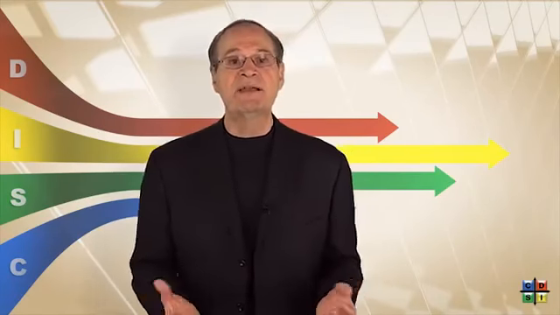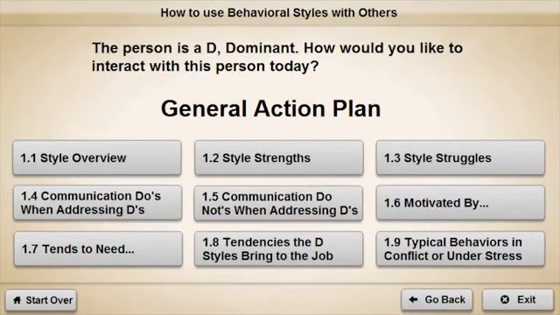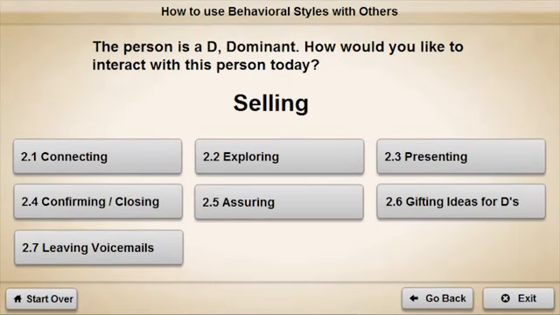Now, if you want a general overview, just a general action plan, here's what you'll get. You can choose an overview of their style strengths, their style struggles or weaknesses, communication do's and communication do nots, what they're motivated by, what they tend to need, the tendencies that they bring to the job, typical behaviors in conflict or under stress.